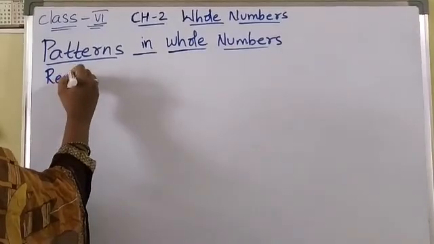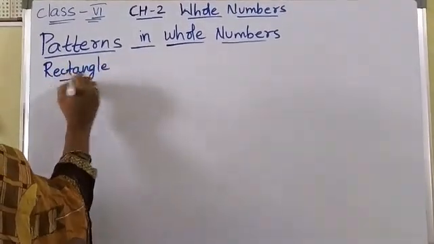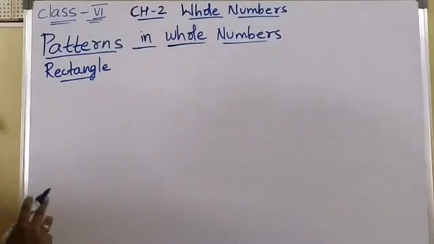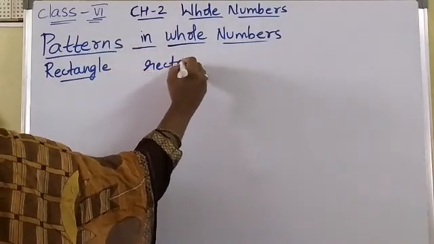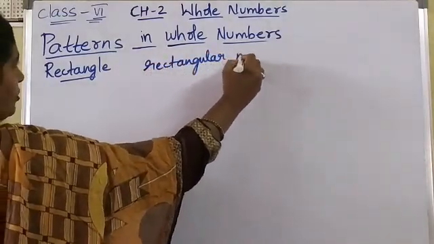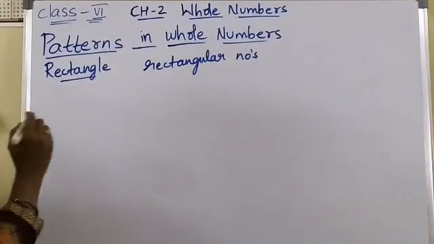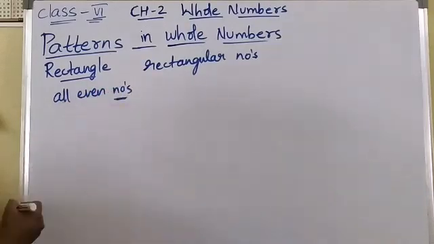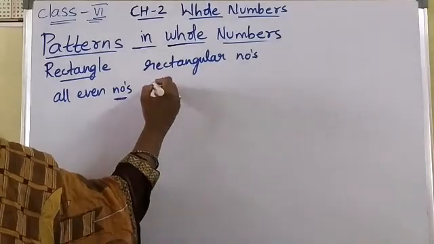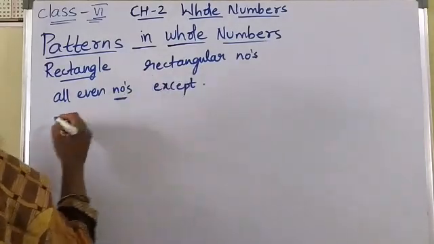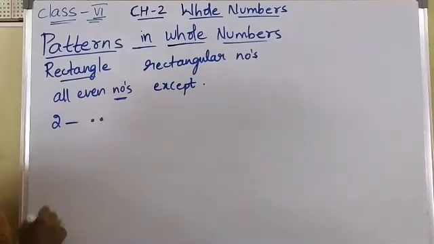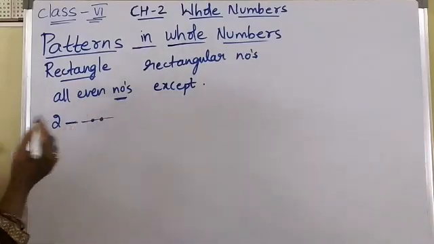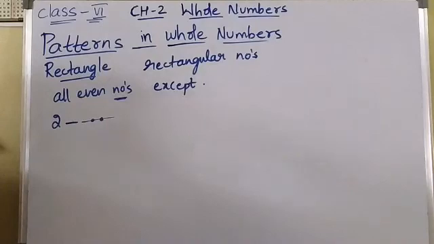Now, next we will see the rectangle. Which numbers can be represented in the rectangle shape? Any number that can be represented in the form of a rectangle is called a rectangular number. And in general, all even numbers can be represented as rectangular numbers except 2. Except 2, because 2 can be represented only with a line. If I join these 2 dots, I will get a line, but I will not get any rectangle shape here.